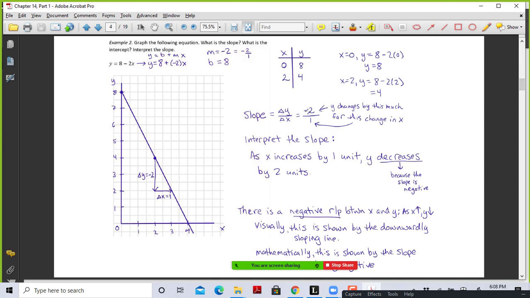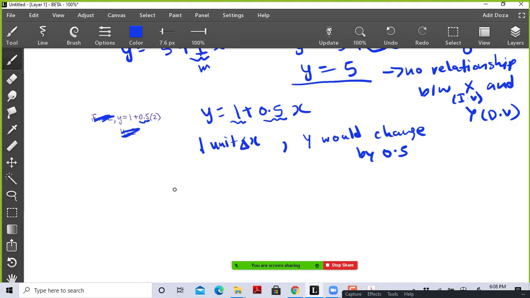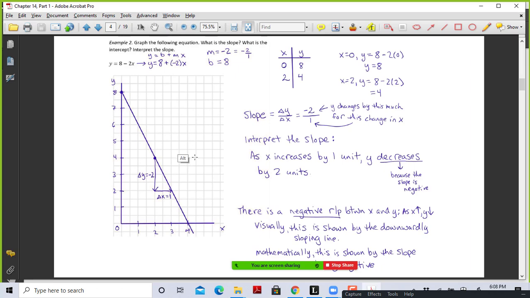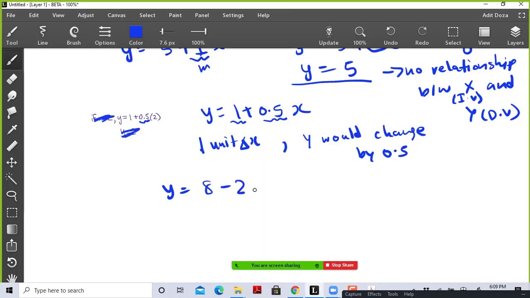If it's negative, that means it will decrease by that amount, and that is a negative relationship. So if the equation was negative, let's say y equals 8 minus 2x, that means a 1 unit change in x would result in how many units decrease in y? Two negative units. Yes, or -2.